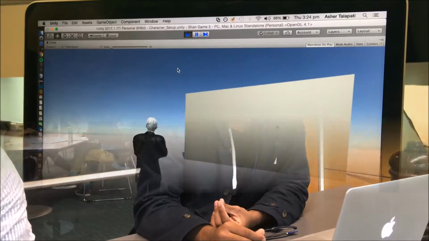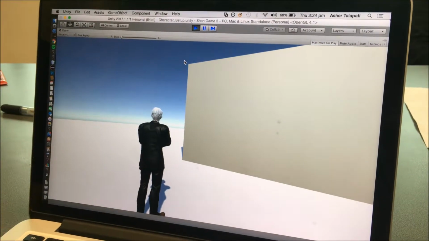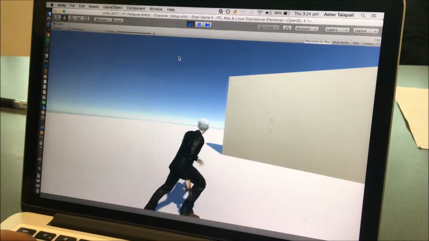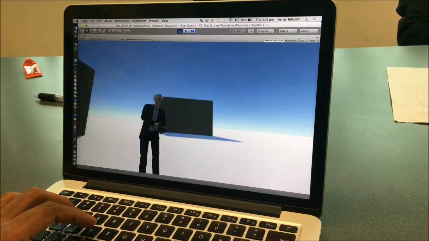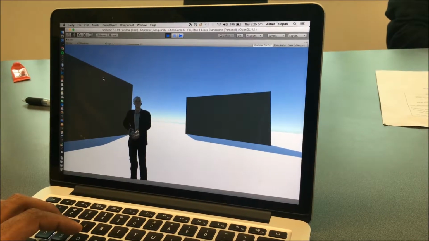What I did with the character movement is if you press W, he goes forward, S back, A left, D right. And this is what the character looks like. See how he's got more of an evil look, just to fit the more killing vibe of the game.